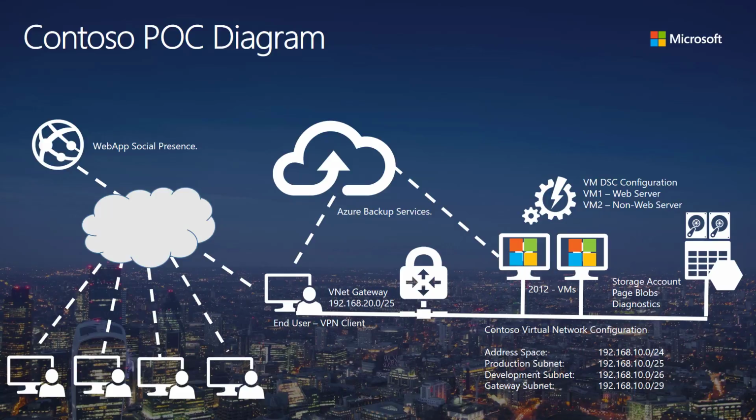In today's session, we will concentrate on building the proof of concept for Contoso. We will build the virtual network, we will build the virtual network gateway, and then create the VPN client. Once that is done, we will build 2 virtual machines and then use desired state configuration to control what applications run on those builds. We will need to create storage accounts with page blobs. We will need to look at Azure backup services. And finally, we'll deploy a web app for our social media presence.